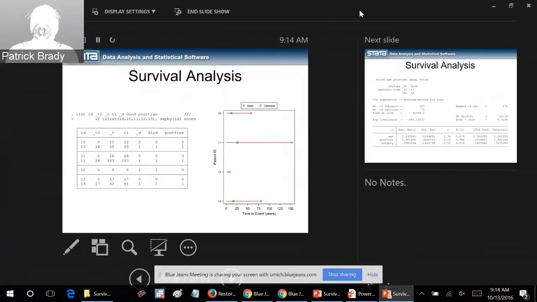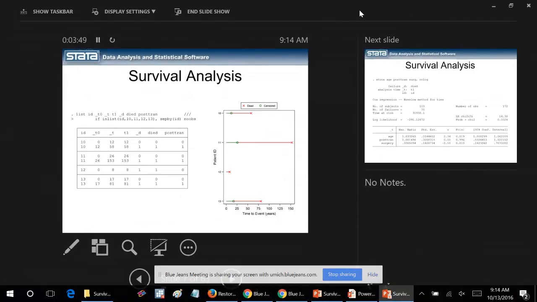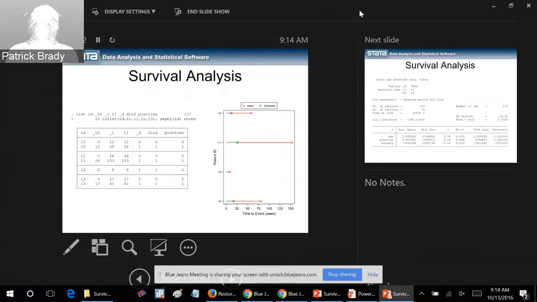And this post-tran variable, whether they had a heart transplant, has changed from one time interval to the next. So the person was not post-transplant at the interval 0 to 12. But in the interval 12 to 58 days, they had a transplant for that time. So that's what we mean by a time-varying covariate. The post-transplant variable, heart transplant, changed while we were following this person, and we'd like to take that into account. Same thing with person 11. For the first 26 days, this person did not have a heart transplant, but from time 26 to 153, they did have a heart transplant.